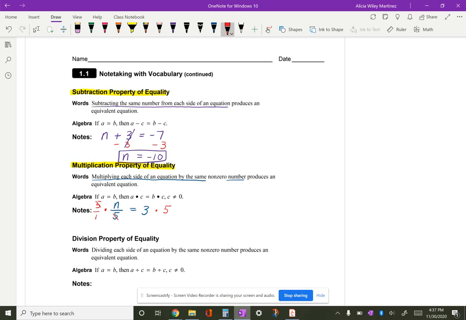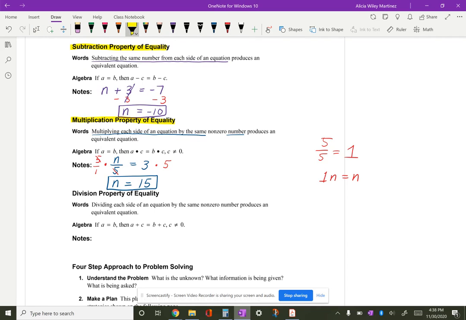5 over 5, remember, that's an equivalent form of 1. So it cancels out because 1 times n is the same as n. So what I'm left with here is n, and on the other side, I'm left with 15. Okay?